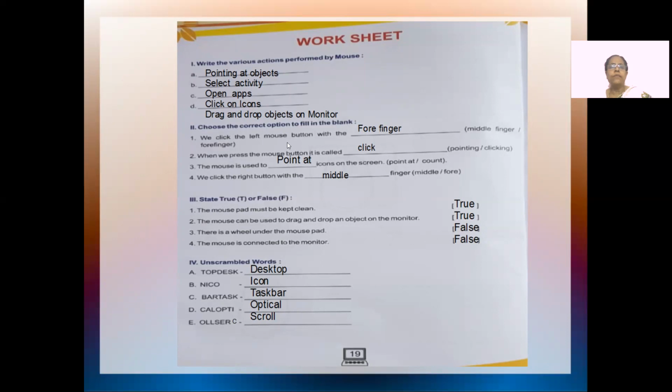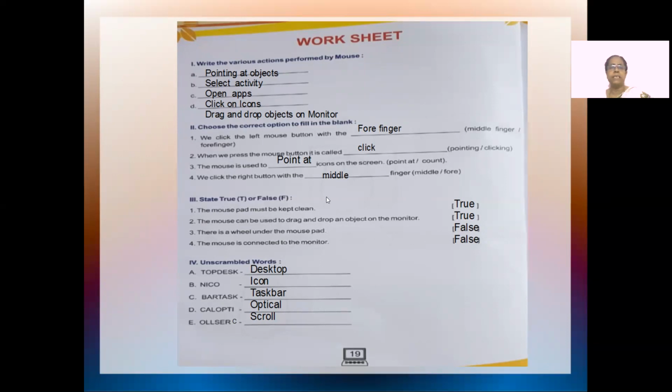And we click the left mouse using which finger? Forefinger. And when we press the mouse button, it's called a click. The mouse is used for doing dash to the object on the screen, icons on the screen. We point to the icons on the screen. We click the right button with which finger? Middle finger.